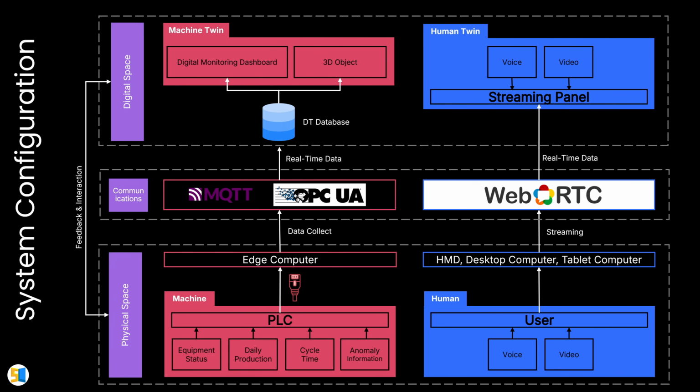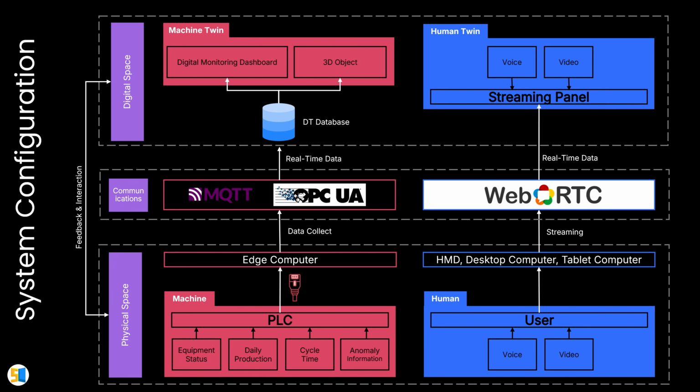And last is the digital space layer. The digital space layer encompasses a digital environment that includes a machine twin and a human twin. This layer organizes, monitors, and controls the digital environment based on real-world data. The machine twin represents real-world machines and facilities digitally, including a digital monitoring dashboard and 3D models. The dashboard enables real-time monitoring of the machines and equipment status, while the 3D models provide visual representations.